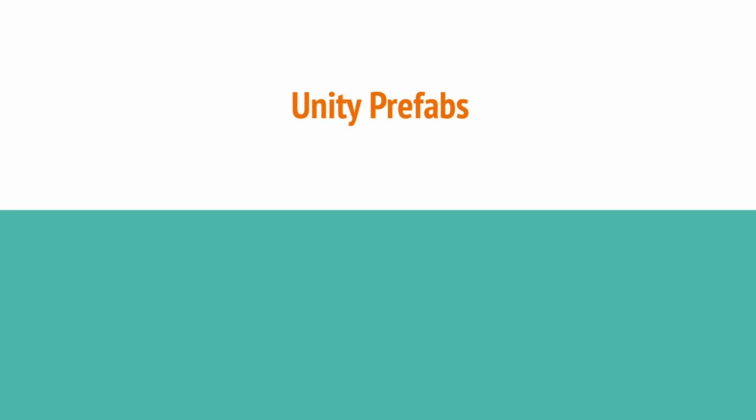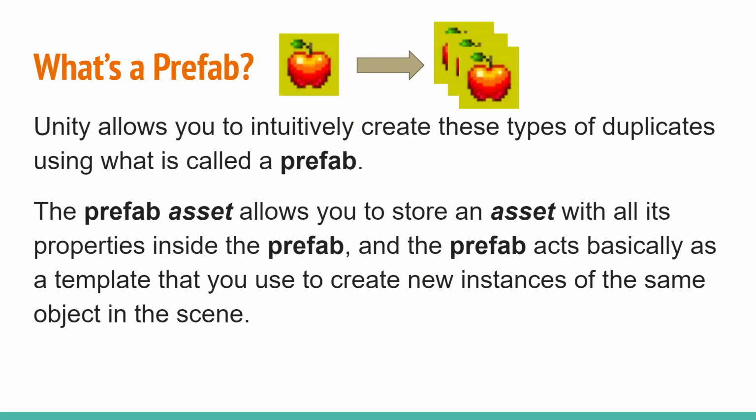So when you do things like have multiple players in the game, or multiple enemies running around the screen, or parts of a building, for example, you might have X number of cars on the road that are all based on the same prefab, and then you instantiate prefabs as you need them. So Unity allows you to intuitively create these types of duplicates using what is called a prefab. They're also sort of a clone. They start off being clones, and then you can customize them as you wish.